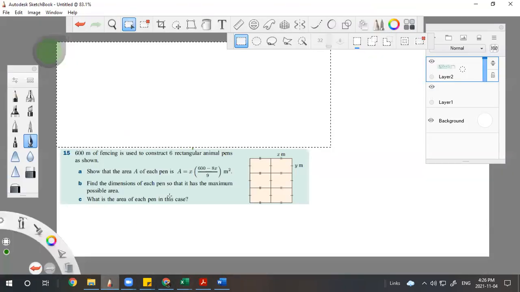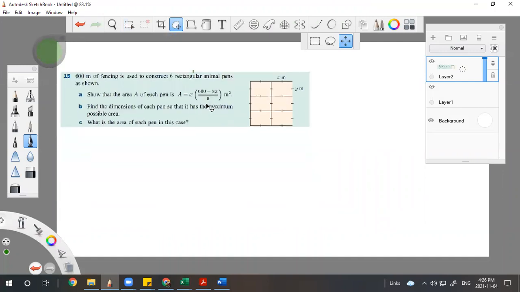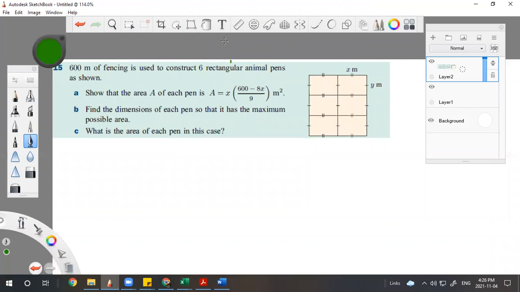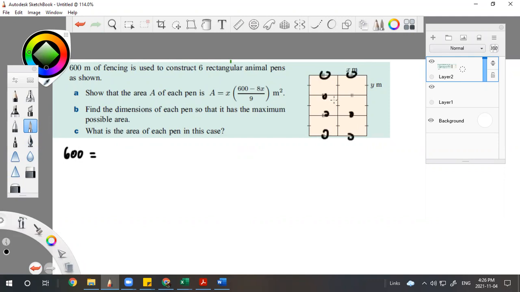Let's do number 15. 600 meters of fencing is used to construct 6 rectangular animal pens. So the total of the length is 600. So you can write 600 equals, how many x do we have? 1, 2, 3, 4, 5, 6, 7, 8, right? So 8x plus, how many y do we have? 1, 2, 3, 4, 5, 6, 7, 8, 9. 9y.